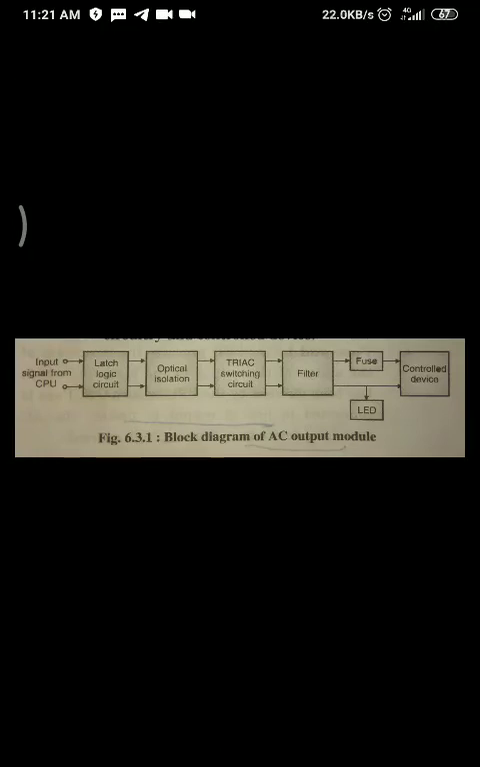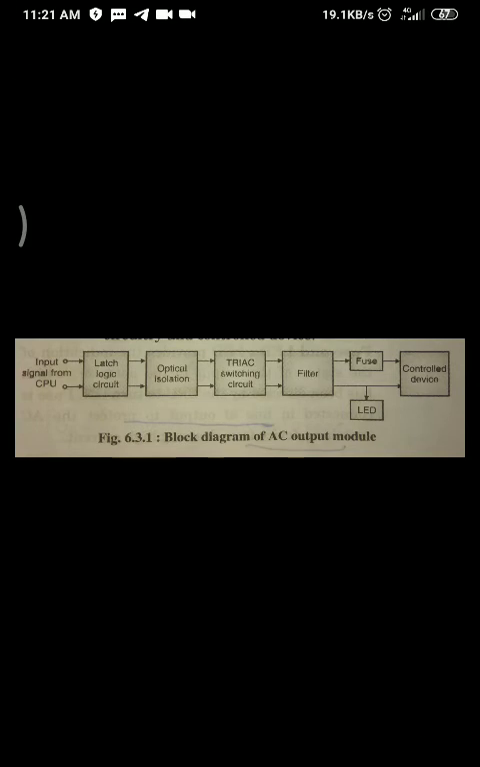Good morning all. Today this is our 20th lecture of control system and PLC. As discussed in the previous lecture, we have studied the discrete AC input module and discrete DC input module. Now we will study the DC discrete output module and the AC discrete output module.